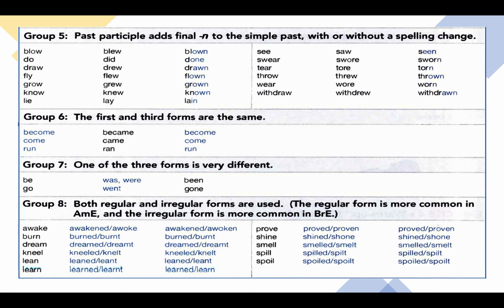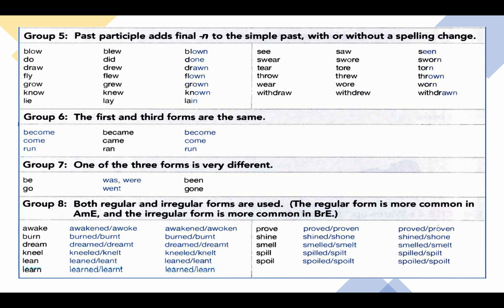Group 6 of irregular verbs: the first and the third forms are the same. So become, became, become. The first form, the infinitive, and the past participle are the same: become, become, while the past simple is became. Come, came, come. So the infinitive and the past participle are the same, while the past simple is different: came. Run, ran, run. This is for the sixth group.